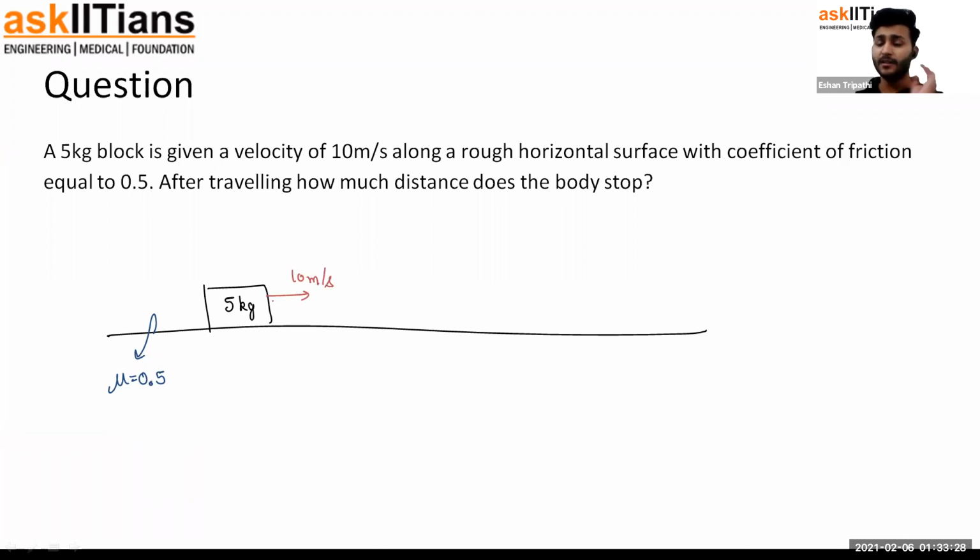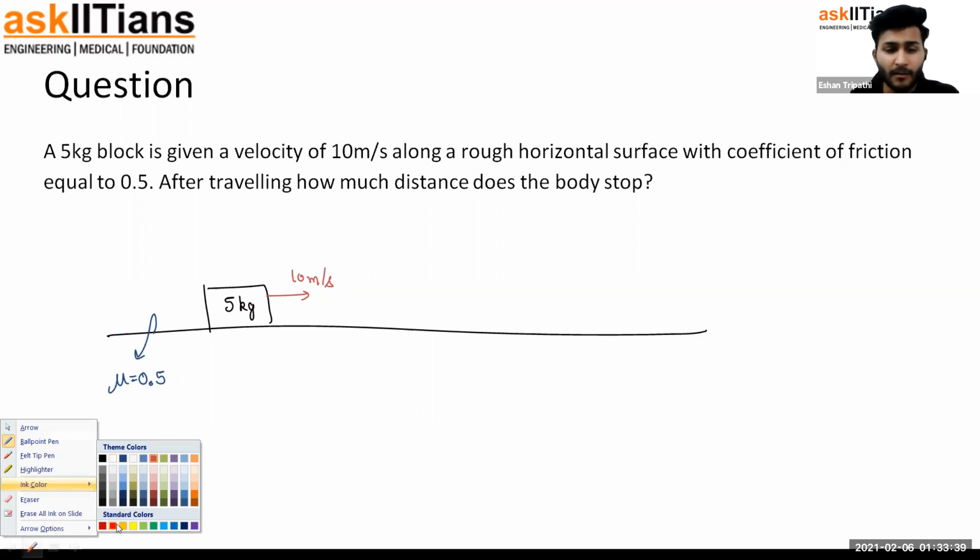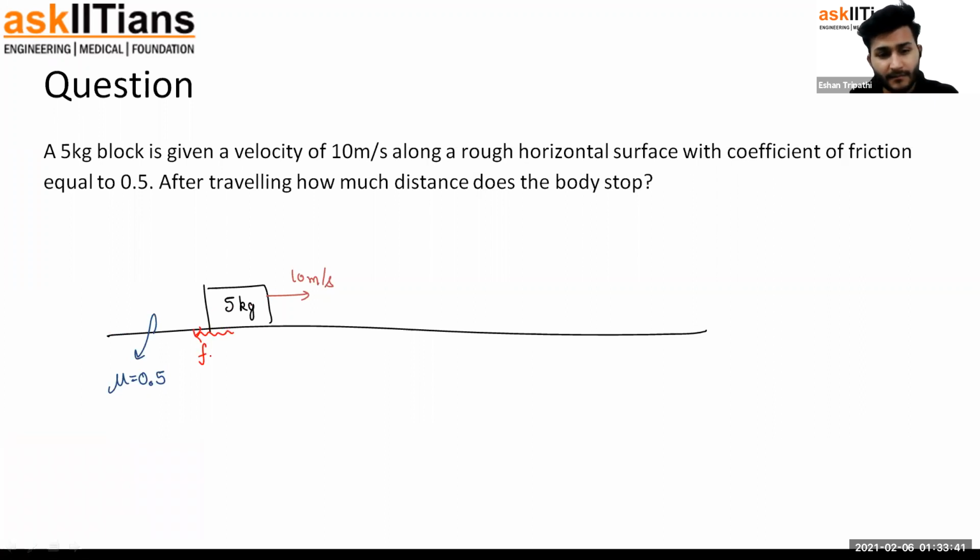So guys, you can imagine the only force which is going to oppose the motion is the friction force in the backward direction. Friction is going to oppose its motion and eventually the block might come to rest. Kinetic friction, because the body is already slipping. So eventually after some time, the body is going to come to rest. We have been asked the distance L after which the body stops.